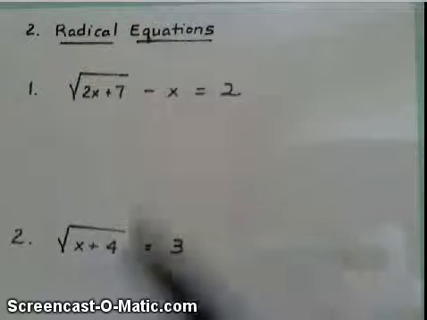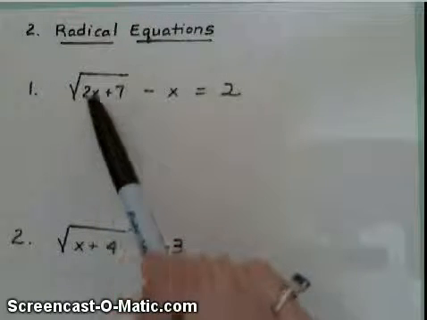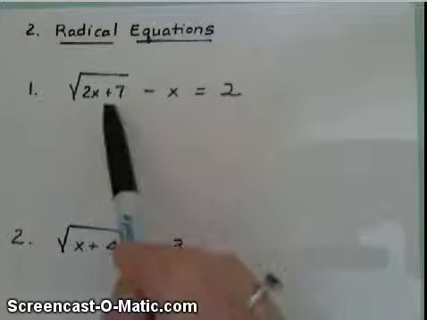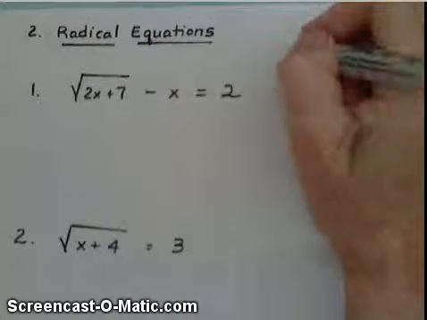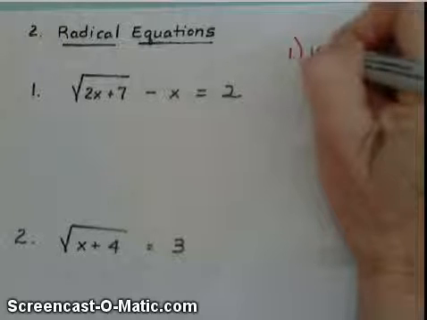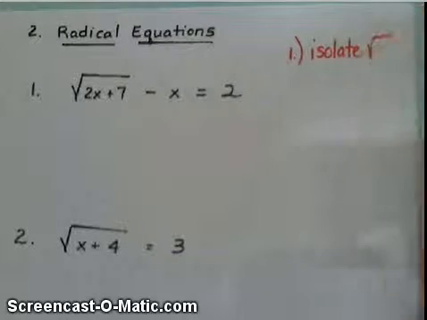All right, let's look at the rules for basic solution of radical equations. A radical, of course, is this little square root symbol. It can be a square root, a cube root, a fourth root, whatever. But these examples that I'm fixing to give you are all square roots. Now, here's what you want to do. Number 1, you want to isolate the radical. Isolate means to get it by itself.